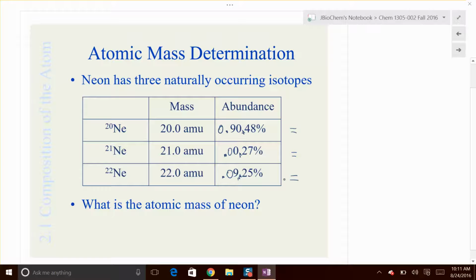Okay, so what did you guys find for 20 times 0.9048? 18.096. Okay. 21 times 0.0027. 0.0567. Like that? Yes. Okay. And 22 times 0.0925. 2.035. Okay, and then you added those together and you found what? 20.18.